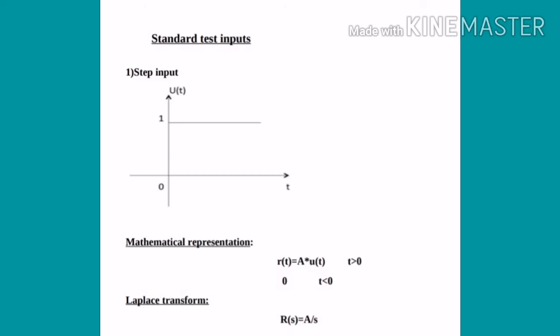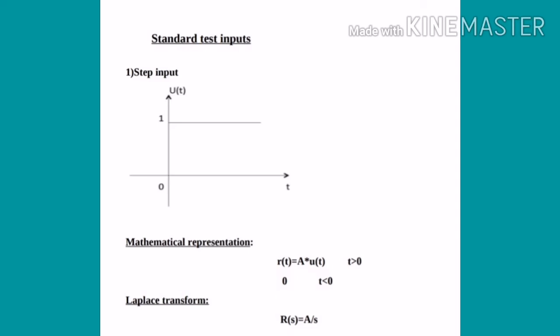Its mathematical representation is r of t is equal to A into u of t for t greater than 0, whereas it will be 0 when t is less than 0. That is, the signal will exist only beyond the origin, for values greater than 0, and below 0 the signal will not exist, that is it will be 0.